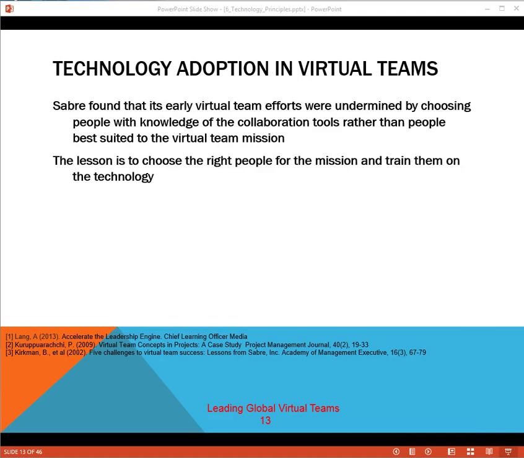Sabre, which is the yield management and booking system for airlines, was developed by American Airlines. Sabre tried to resolve the technological risk by selecting people who had knowledge of the technology. They found that in their early virtual team efforts, they were undermined by choosing people with knowledge of the collaboration tools rather than people best suited to the virtual team mission. The lesson is to choose the right people for the mission and train them on the technology.